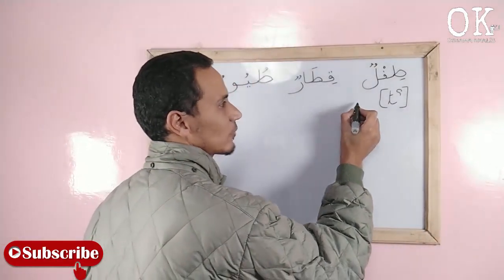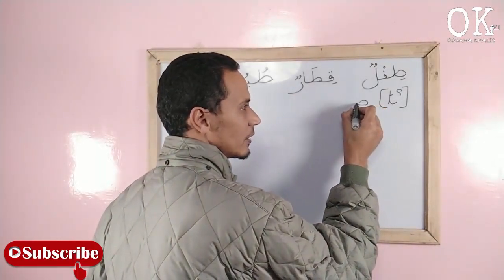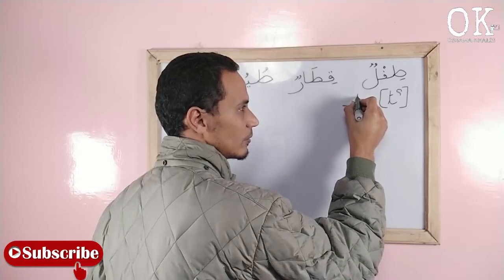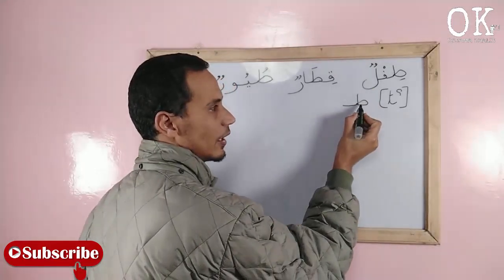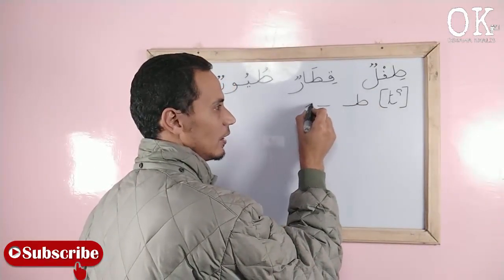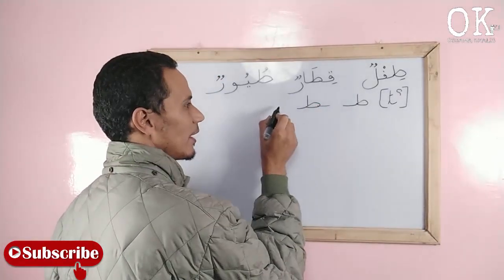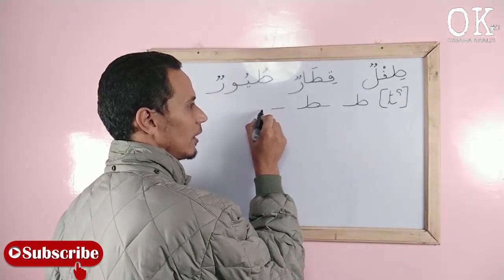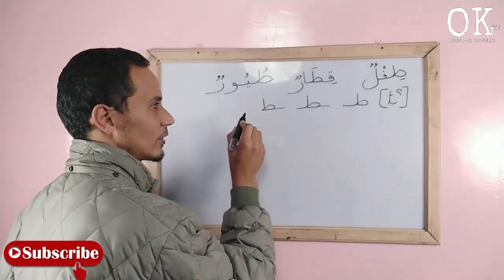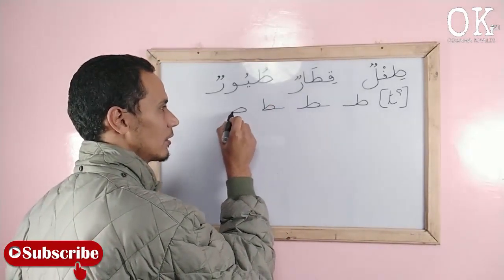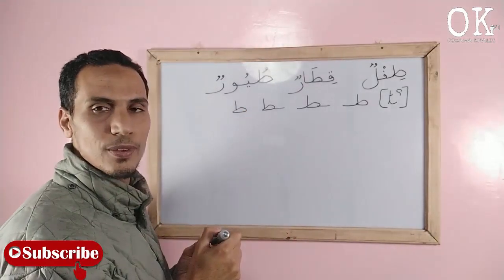But in Arabic we have harf الطاء, harf at-taa. Write it like this, and we draw a vertical line. Harf ta at the beginning, at the middle, and at the end if it is attached. If it is not attached, write it like this. This is harf ta, harfu at-taa.